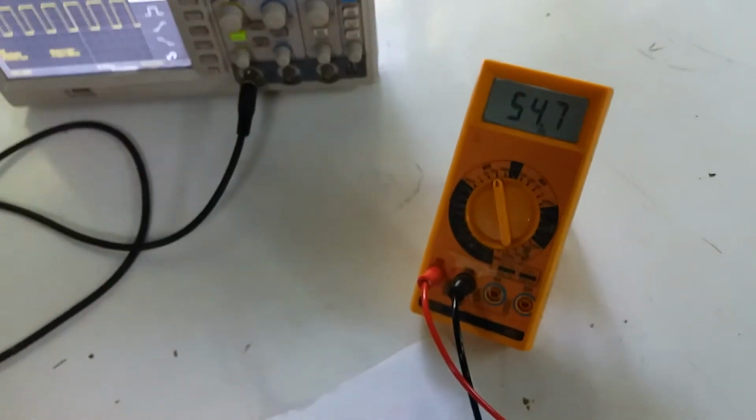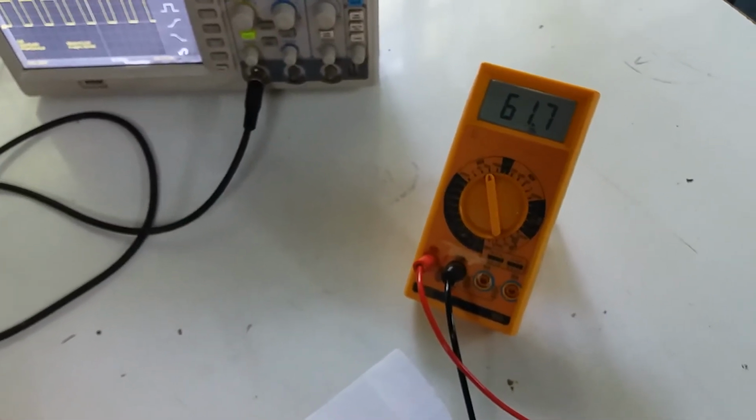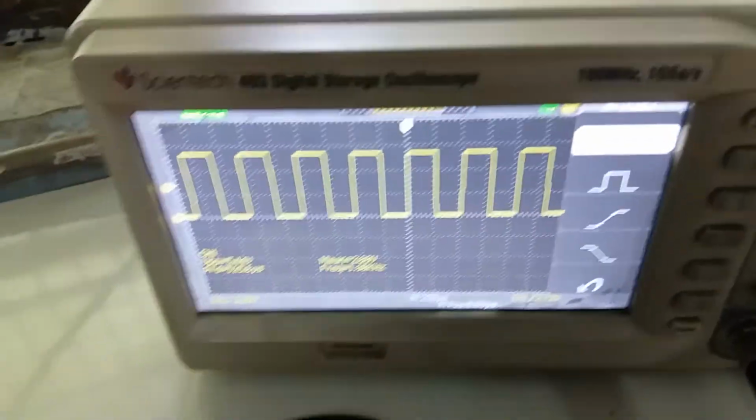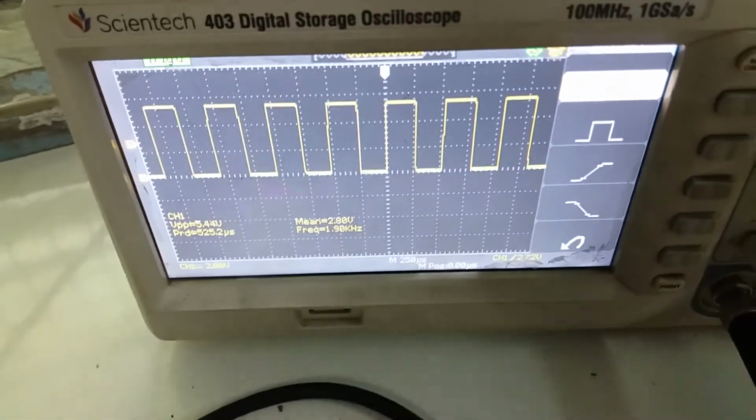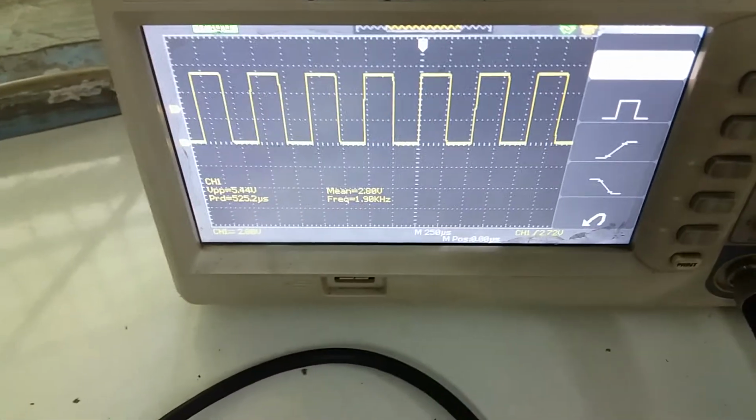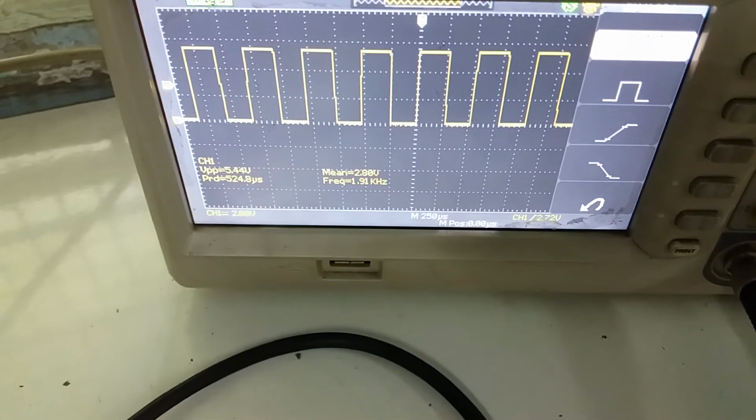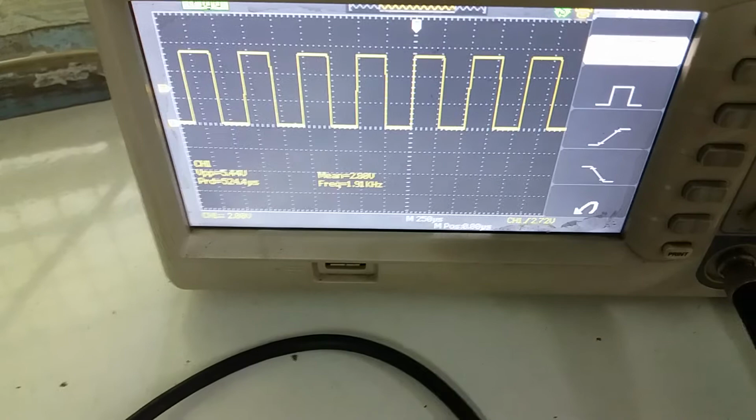The first reading is showing a variation, 60.3. Output voltage is 60.3. What is the on time? So for the total time period, you can look at how many boxes it consumed. Totally it consumed around 2 boxes.